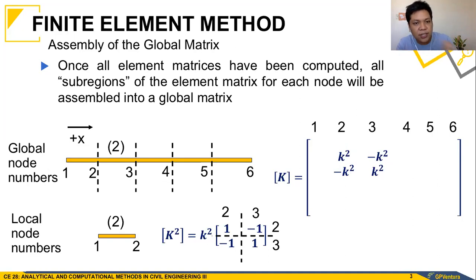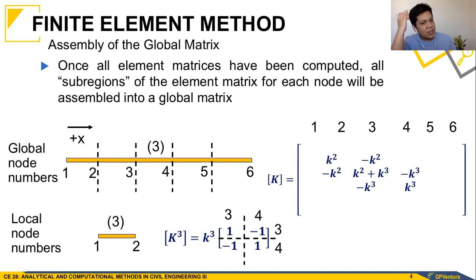Let's look at the next element, element 3, with global nodal numbers 3 and 4. This is the element stiffness matrix. This would be labeled as column 3, and this would be labeled as column 4 for node 4. Again, 3 and 4 are the global node numbers for element 3, such that I will place the entry for row 3 and column 3 in row 3 and column 3 of the global matrix. So this is K3.